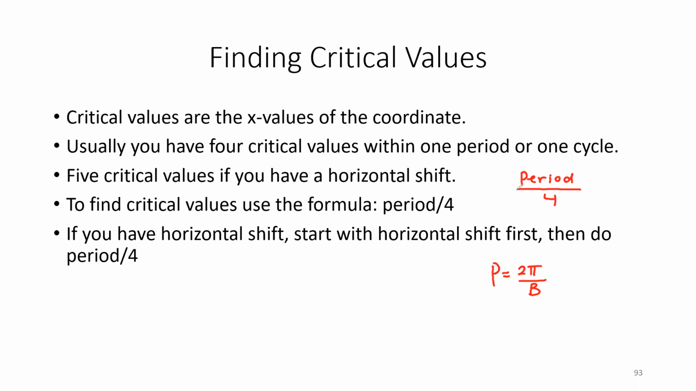If you have a horizontal shift, first find the horizontal shift, and then you do this formula. Once you do period over 4, whatever that term is, you add it to each value. Just like I said, if you have a horizontal shift, start with the horizontal shift first, then do the period over 4.